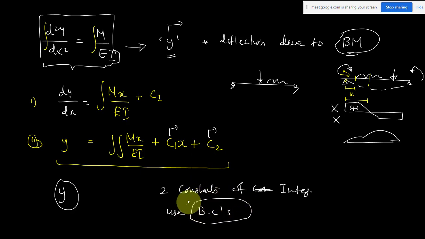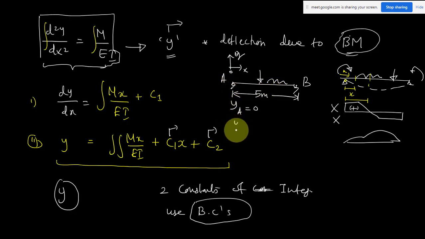So suppose you have a given simply supported beam AB. One thing we already know is that at support A the deflection is 0. Suppose it is a 5 meter span beam, and our coordinates are x and y like this, with this as the origin 0. For a simply supported beam, the deflection at A is 0 and the deflection at B will also be 0. These are the two known conditions in terms of deflection.